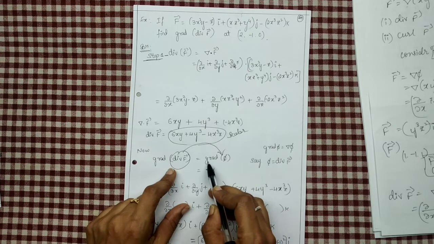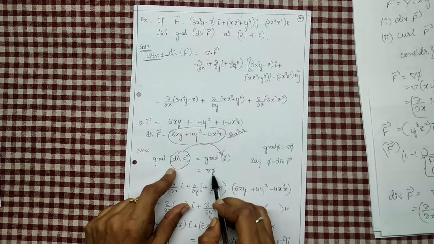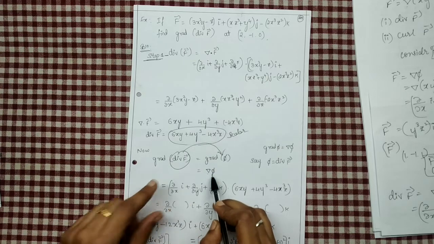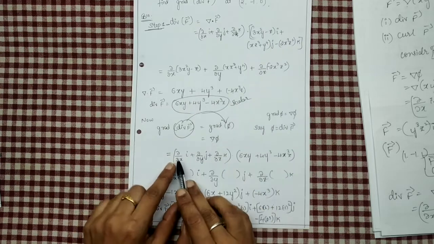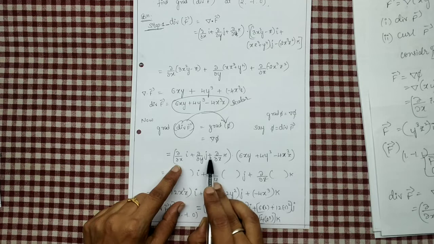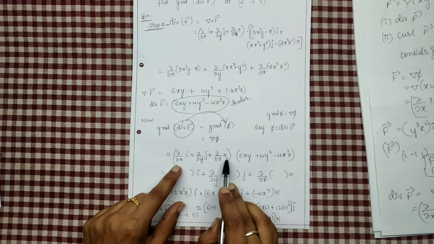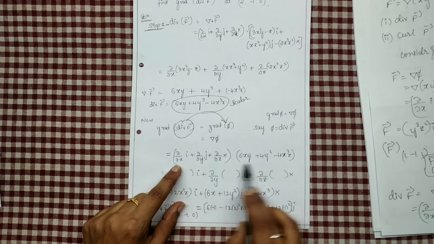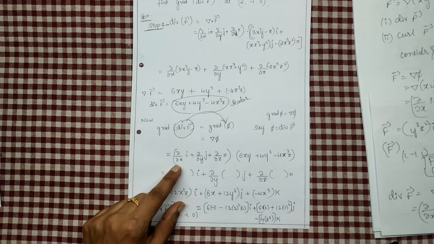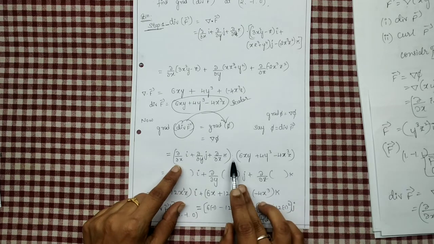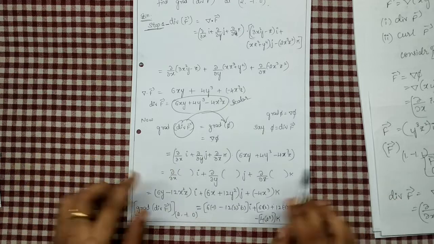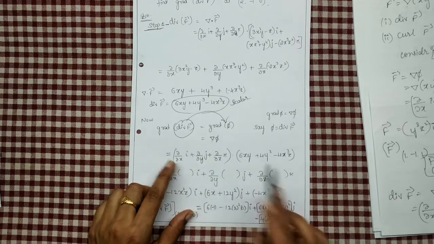Now, grad phi is nothing but del phi, right? Grad phi I can write as del phi. Now, what is the meaning of del? Del is nothing but ∂/∂x i plus ∂/∂y j plus ∂/∂z k, here into phi. I have not written a dot here. Dot is not there. I just have taken del and written phi, that's all.